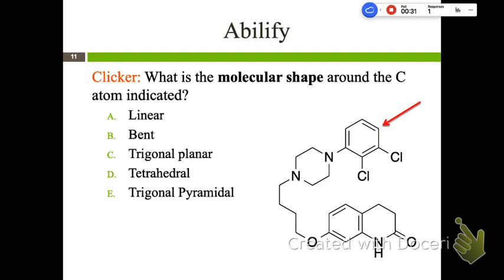I want you to tell me what is the molecular shape around that carbon. Go ahead and talk to your neighbor. Try to figure it out. And then go ahead and click in your answer.